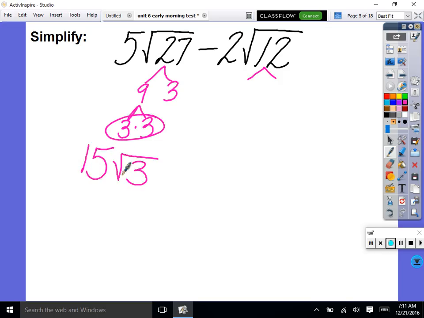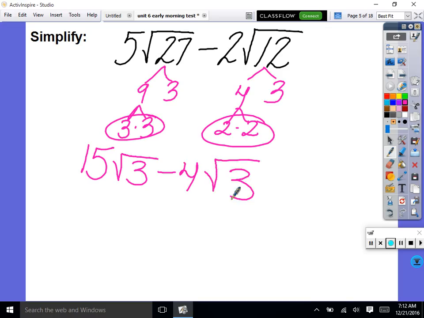Does everybody see why? This is 4 times 3. 4 breaks down into 2 times 2. And then don't forget, there's a negative 2 out there. You've got to pay attention. So that's negative 4 square roots of 3. Now, are they like radicals? Square root 3, square root 3. So yes, they have to be the exact same root and base. 15 minus 4, 15 apples minus 4 apples is 11 apples, correct? So 11 square roots of 3. Pretty easy, right? Okay.